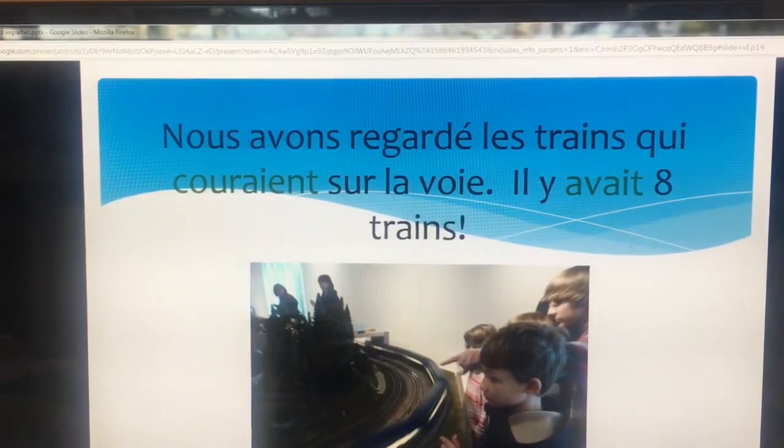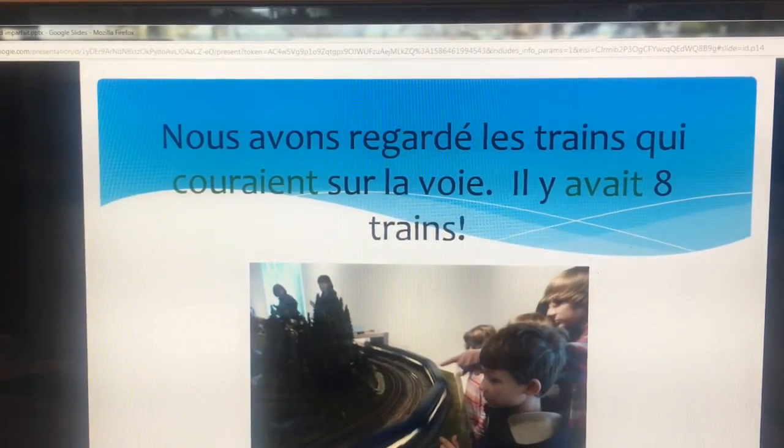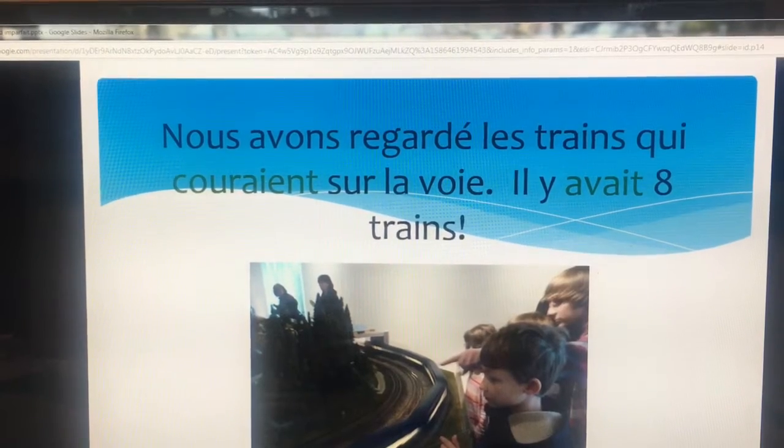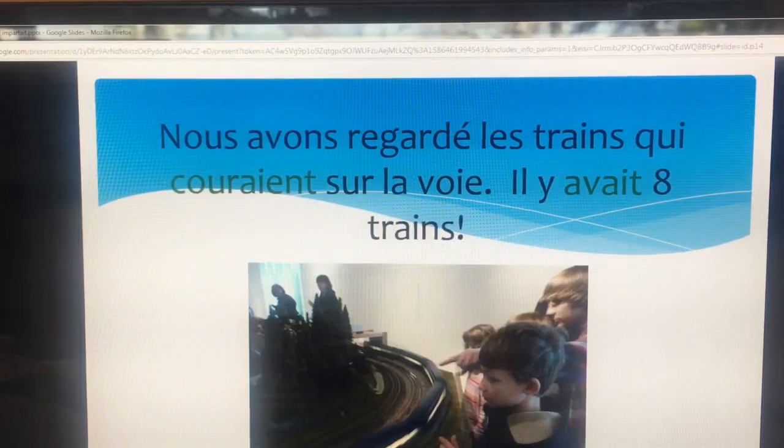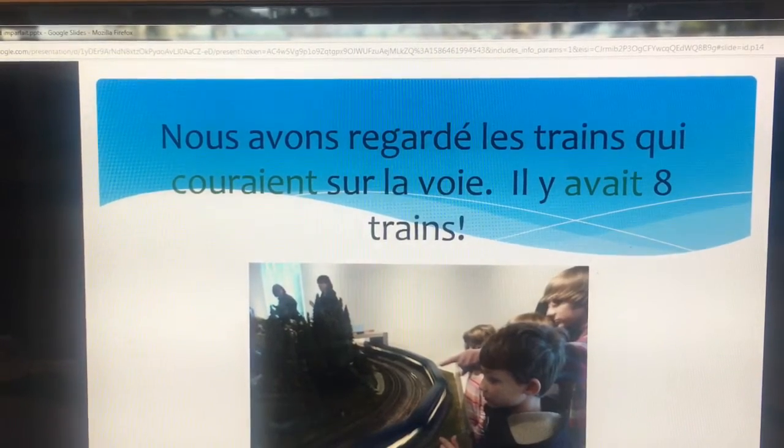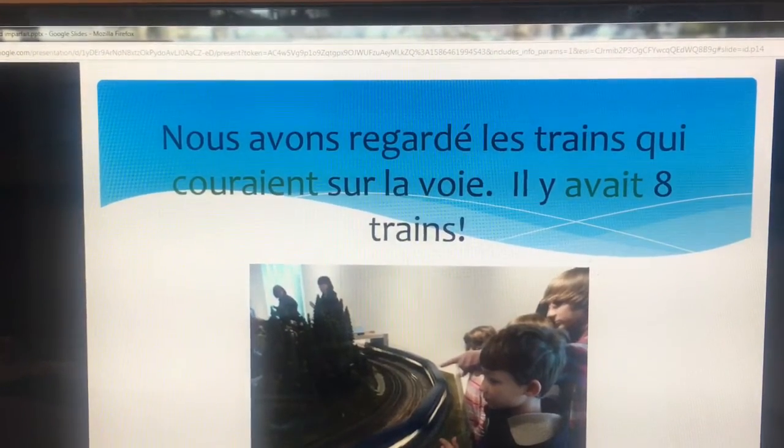Nous avons regardé les trains qui couraient sur la voie et il y avait 8 trains. Courait is the ongoing action because the trains were running the whole time we were there. And description, there were 8.